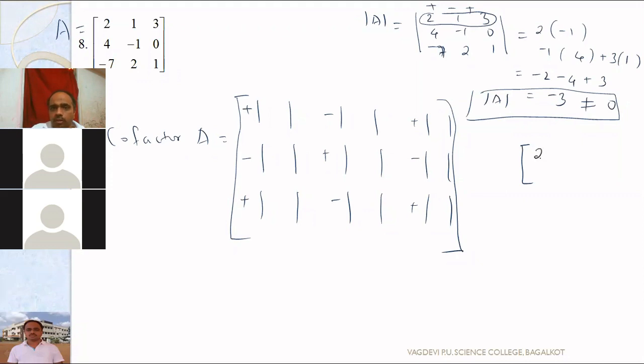Next, because the procedure is the same for all the elements, only for one element I'll tell once again. The matrix is 2, 1, 3, 4, minus 1, 0, minus 7, 2, 1.